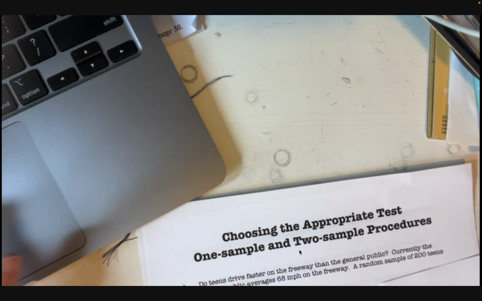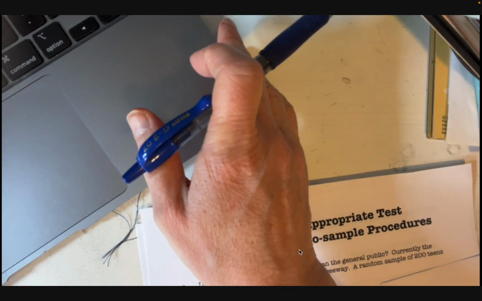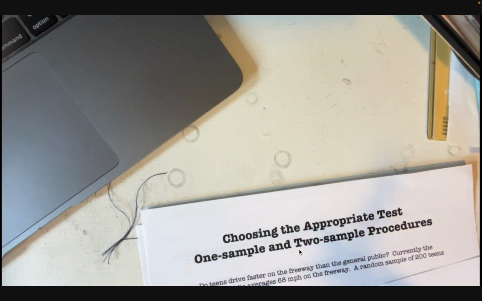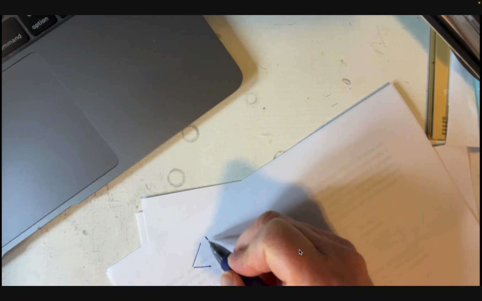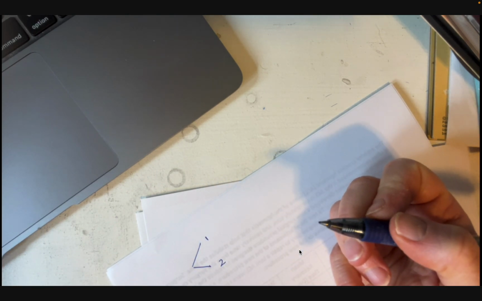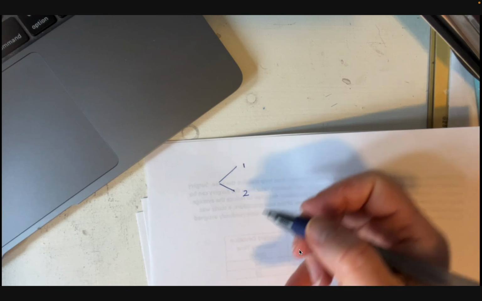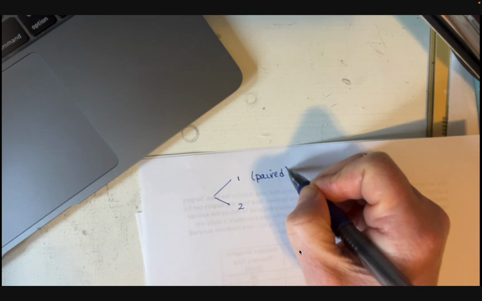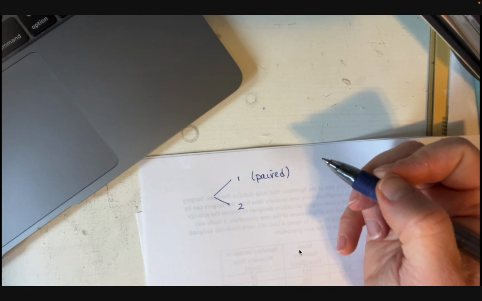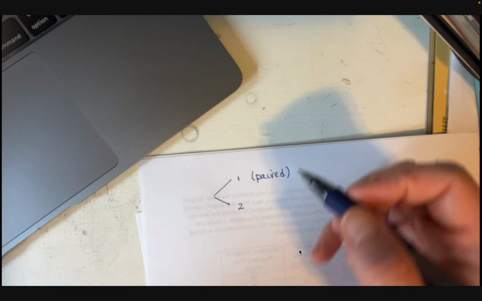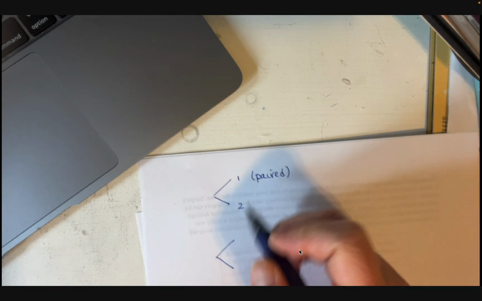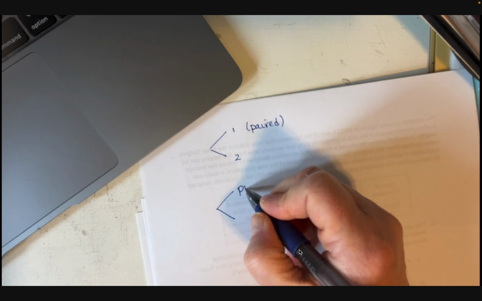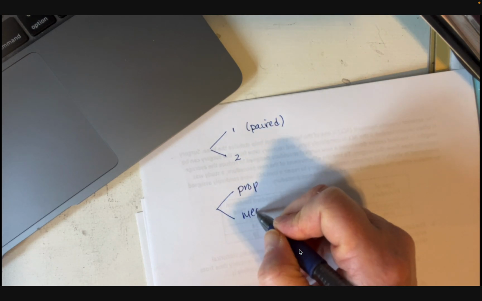Alright, so here we are. We basically have choices here. You would need to consider how many samples you have. So you have one or two samples, and if you have one sample, it is possible that it is paired data. So I might say like a paired t-test or a paired t-interval. The other thing you need to think about is, are you dealing with a proportion or are you dealing with a mean?